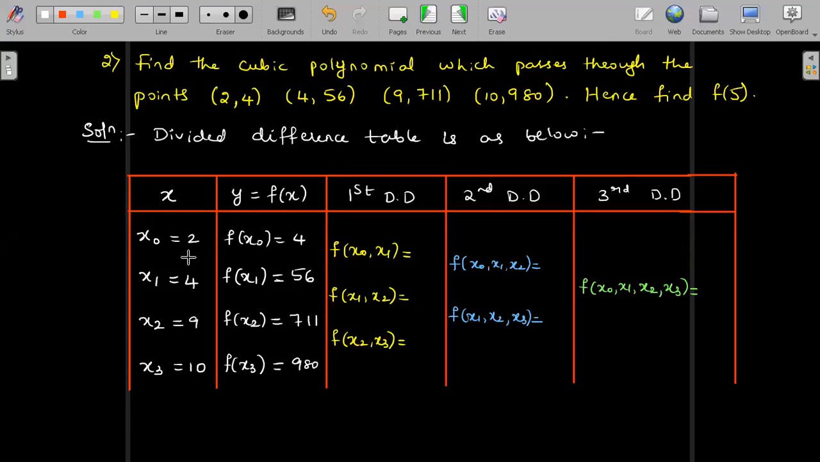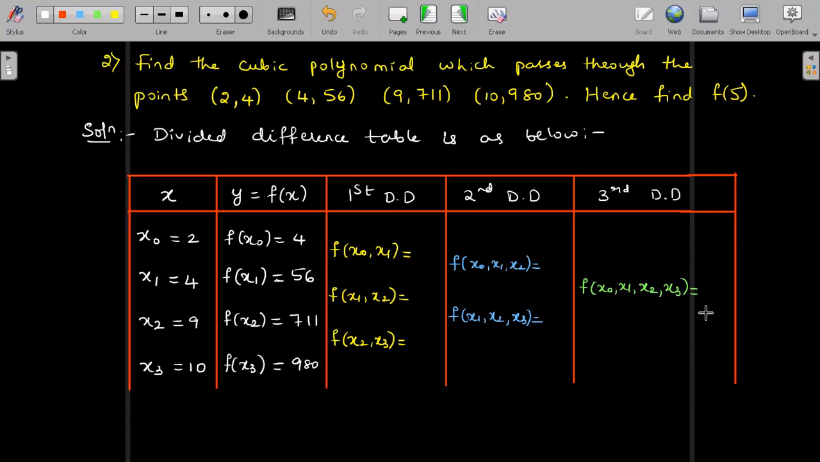So we have x values denoted by x0, x1, x2, x3. Similarly, y is equal to f of x values, f of x0, f of x1, f of x2, f of x3. These are the respective values of x and y given from the data. As I already mentioned, these are x, y coordinates respectively. I have written respectively the given data. Now we have first order divided differences. Notations I have written f of x0, x1, f of x1, x2, f of x2, x3. Second order divided differences, f of x0, x1, x2, f of x1, x2, x3. Third order, f of x0, x1, x2, x3.